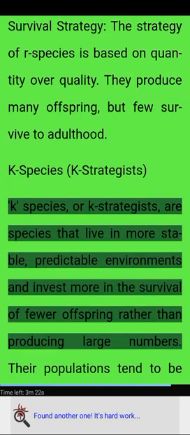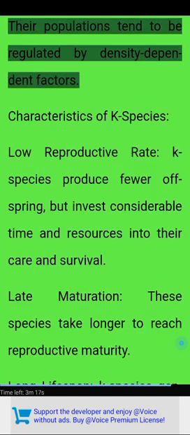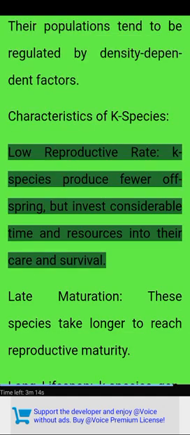K species, K strategists. K species, or K strategists, are species that live in more stable, predictable environments and invest more in the survival of fewer offspring rather than producing large numbers. Their populations tend to be regulated by density-dependent factors. Characteristics of K species. Low reproductive rate. K species produce fewer offspring, but invest considerable time and resources into their care and survival.